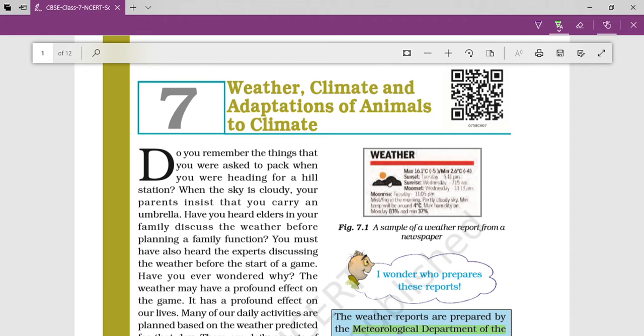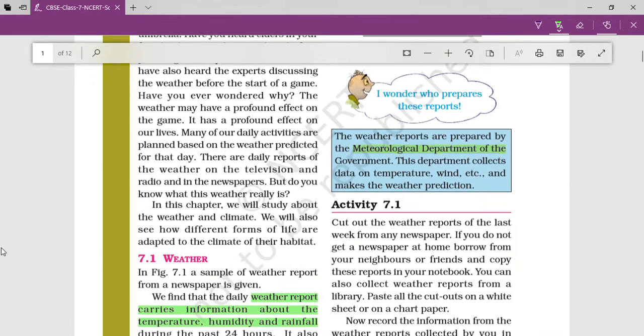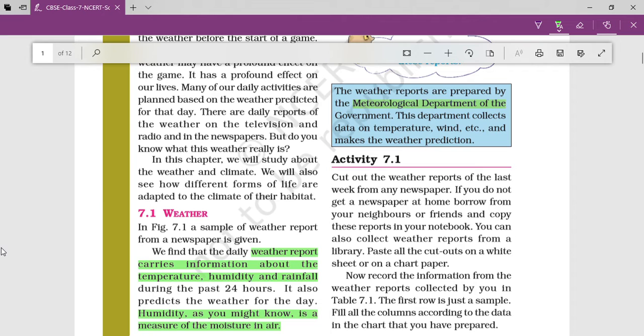The weather of a place changes day after day and week after week. So it is a complex phenomenon that may vary over very short periods of time, like hour to hour. Therefore, our daily activities are planned according to the weather predicted for a particular day. The daily report of weather is provided on television, radio, and even in the newspaper.